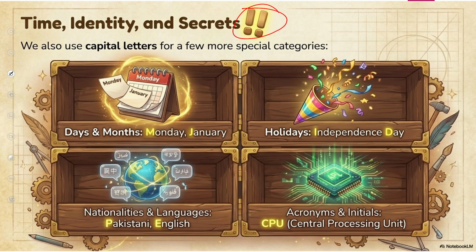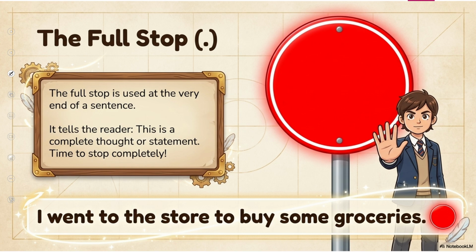Here we are again studying about capital letters: days and months. Whenever you have to write these, you have to write these words with capital letter. When you have to write about holidays, use capital letter. When writing about different languages, use capital letter. And with acronyms, for example, CPU, you have to write it in capital letters. And here is the complete form of CPU, Central Processing Unit.